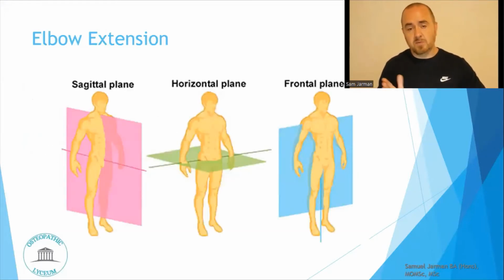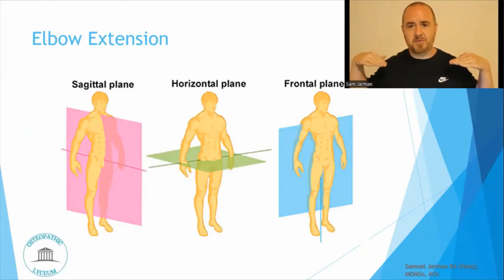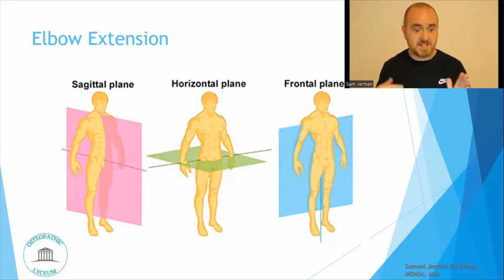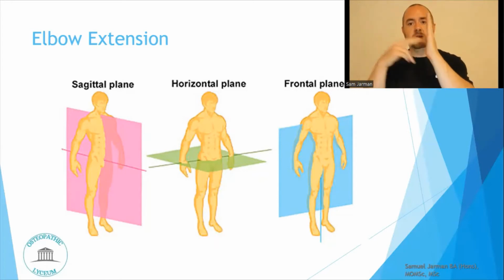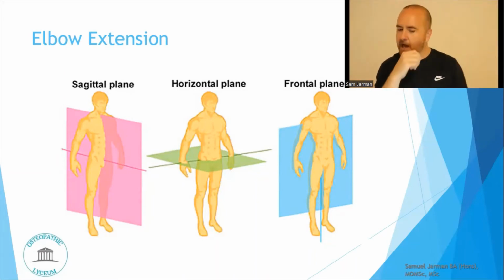So, a quick overview of planes. Sagittal plane: 50% cut of the body left to right. Horizontal or transverse plane: 50% cut of the body top to bottom. Frontal plane or coronal plane: 50% cut of the body back to front, with the axes being perpendicular. So sagittal plane, horizontal or transverse axis; horizontal plane, vertical axis; frontal plane, AP or PA axis.